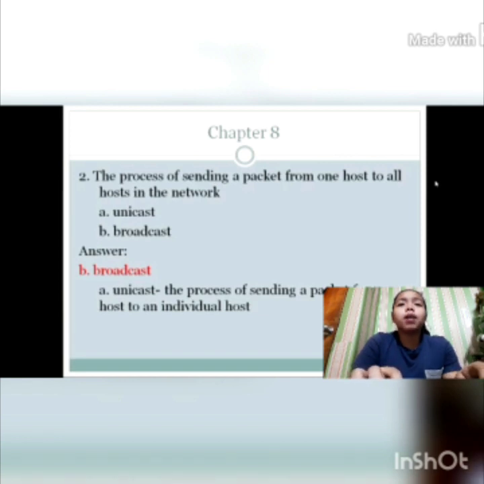The process of sending a packet from one host to all hosts in the network, A, unicast and B is broadcast.